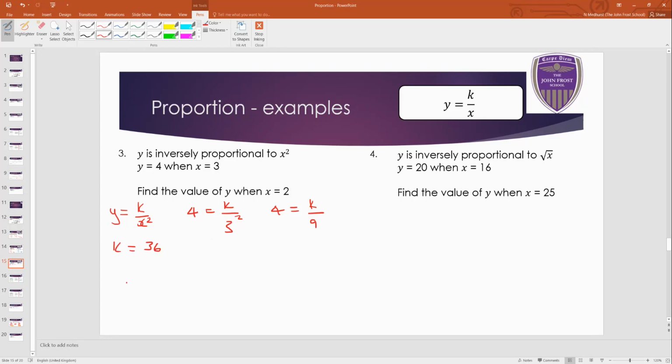So the equation we're actually going to use now, because we know that k is 36, is y equals 36 over x squared. Okay, because it says x squared there, didn't it?